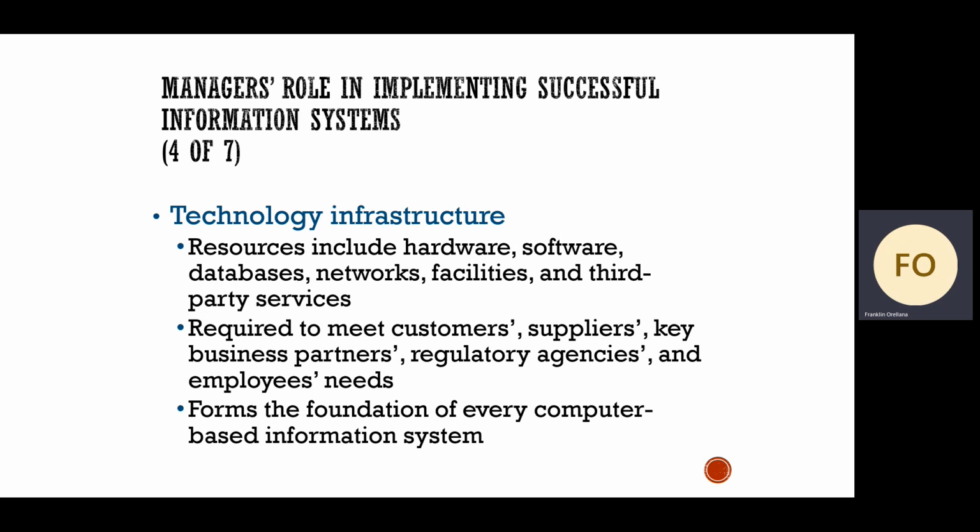What is technology infrastructure? An organization's technology infrastructure includes all of its hardware, software, databases, networks, facilities such as data centers and server rooms, and services provided by third parties, such as outside consultants, rented hardware, third-party software, and outside storage. An organization uses these resources to develop, test, deliver, control, or support information technology applications and services. An organization requires these to meet the needs of its customers, suppliers, key business partners, regulatory agencies, and other employees. The technology infrastructure forms the foundation of every computer-based information system.